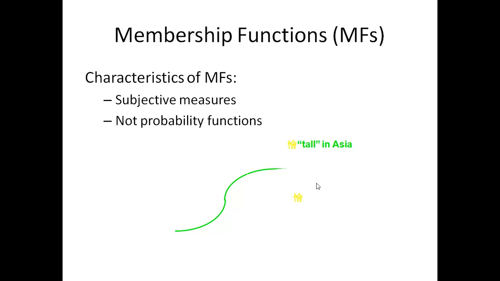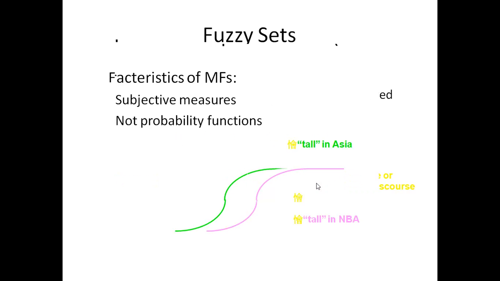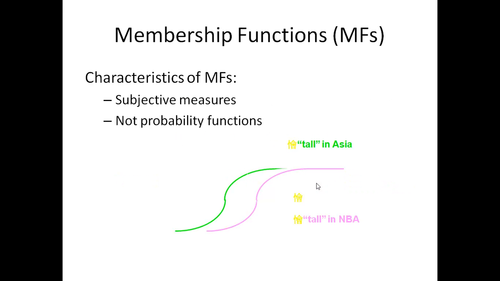Now, characteristics of a membership function is subjective measures, not probability function. The membership function is not the probability function. You will go for the tallness in Asia. So how to measure the tallness? So we cannot give the concrete answer. That depends on the membership function, which gives the answer in between 0 to 1.